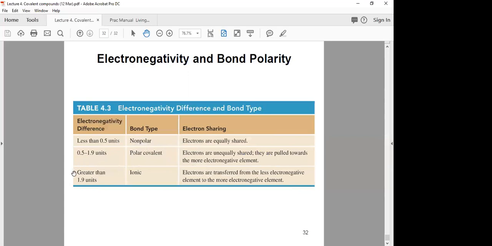If the electronegativity difference was greater than 1.9 units, let's look at what happens. This is where the electrons, rather than still being shared within that covalent bond, are actually transferred from the less electronegative element to the more electronegative element. In this situation, we would no longer have a covalent bond. Instead, we would have an ionic bond.